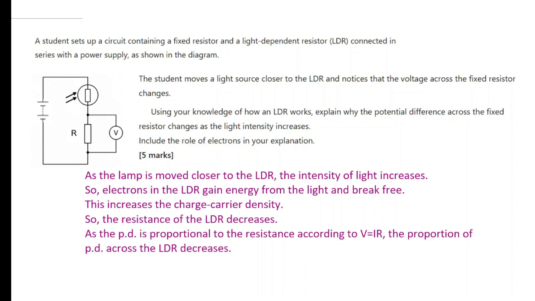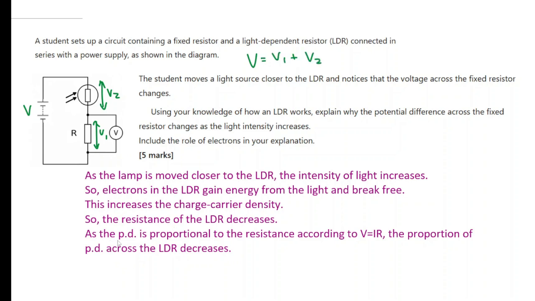As the PD is proportional to the resistance according to V equals IR, the proportion of PD across the LDR decreases. Now this one is a really important point here. So initially, whatever the PD that you have across this one, say this is V1 and this one is V2 and this one is capital V. Now whatever happens, the value of V is V1 plus V2.